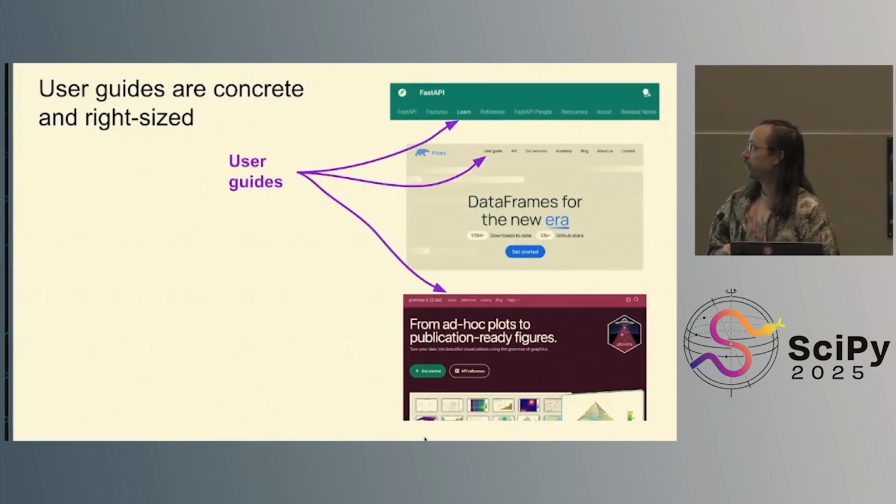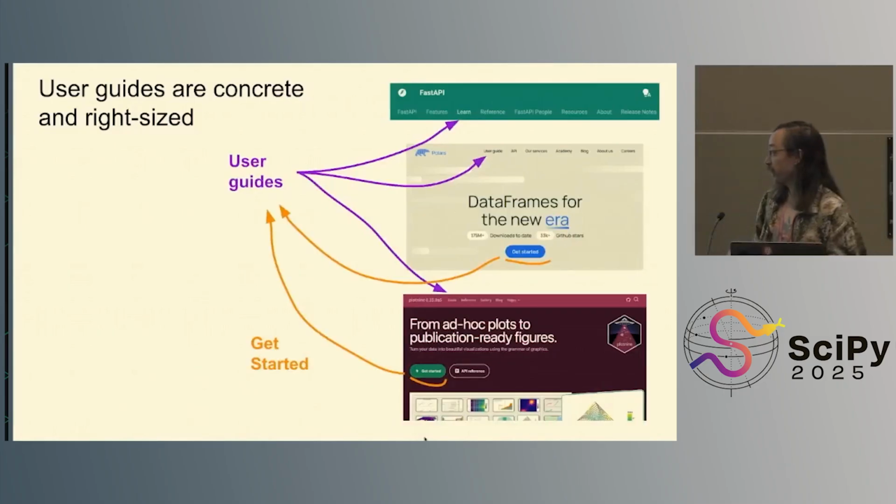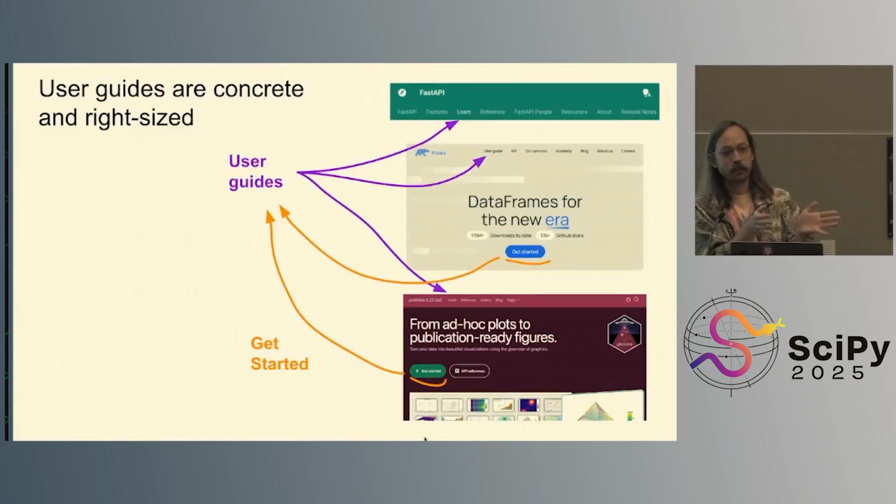So in FastAPI, it's the Learn button. In Polars, it's just called User Guide. We love that. In Plot9, it's Guide. But all of these go to the same kind of thing. I also think really interestingly, if you click this probably most prominent button, it usually takes you to the user guide. So user guides are really front and center in documentation. They're probably the most prominent call to action that documentation sites give. So it's really important to get it right.